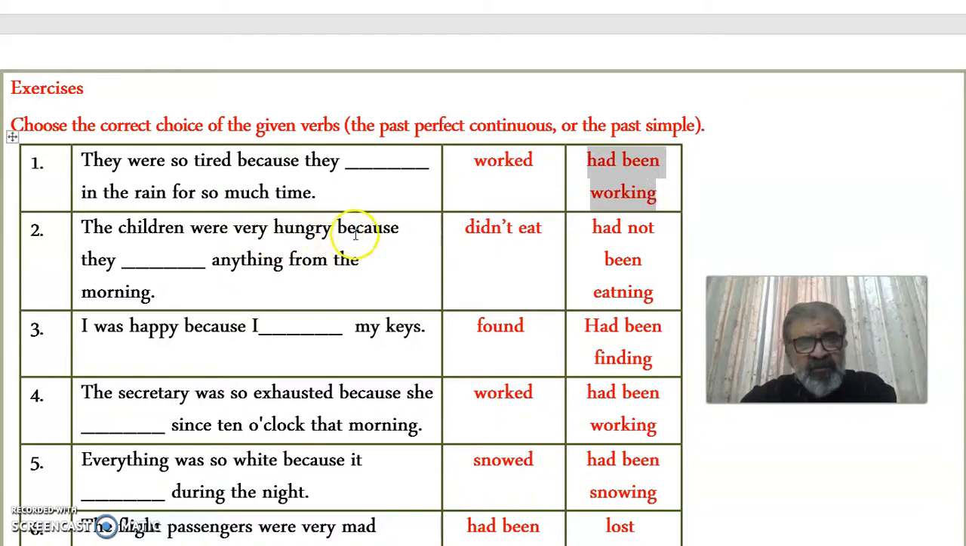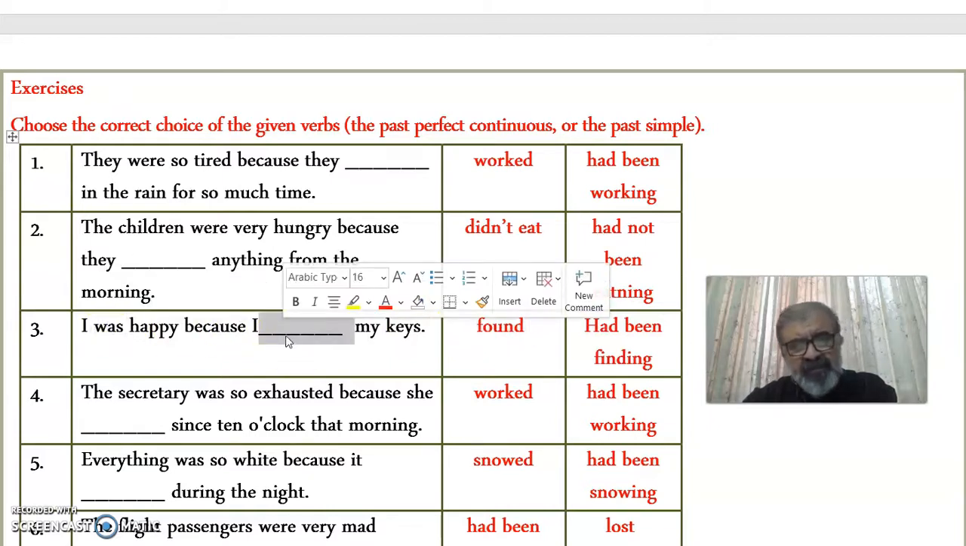The children were very hungry because, again, action 2 followed by action 1, had not been eating. No, because this is something interesting. Find is a verb that is non-continuous, so you cannot use this one. So instead of using the past perfect continuous, and this is a very important thing to consider, whenever you cannot use the past perfect continuous or the past perfect or the past continuous, always use the past simple. So I was happy because I found my keys.